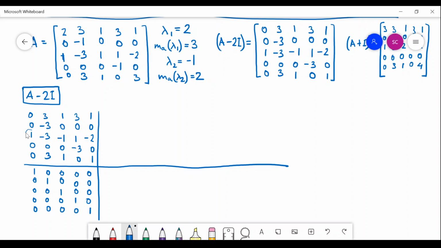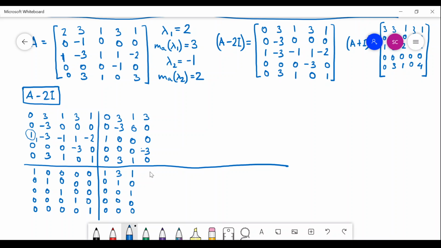So I will choose this as the first pivot, and if I choose this as the first pivot, I will get this. I am not explaining the steps here because by now you know how to do column operations. I am simply copying down from my notes.